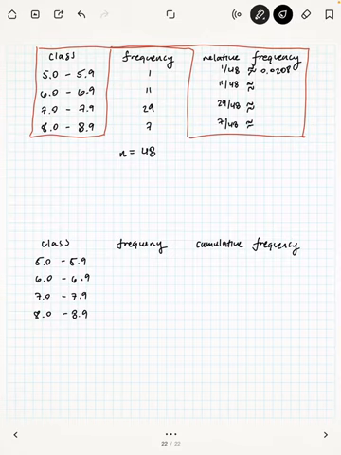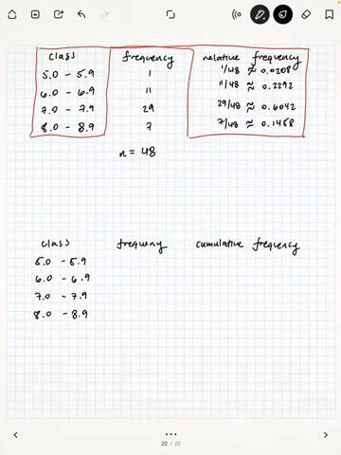11 out of 48 is 0.2292, roughly, if we round. And then 29 divided by 48 is roughly 0.6042. Lastly, 7 divided by 48 is roughly 0.1458. And so, these are relative frequencies expressed as decimal numbers with 4 places after the decimal. You can roughly think of this as these are precise to the 10,000ths.